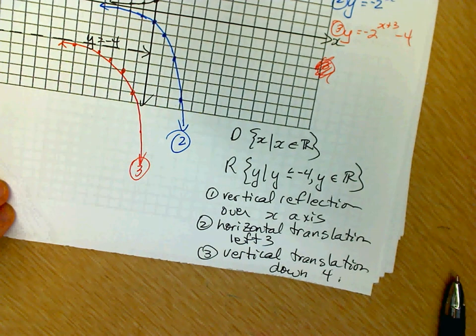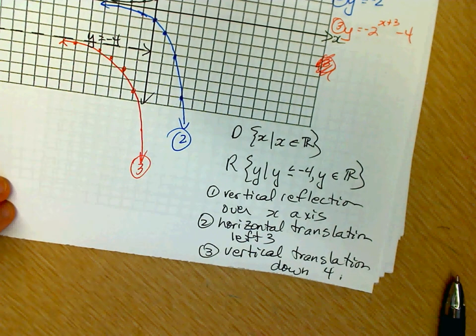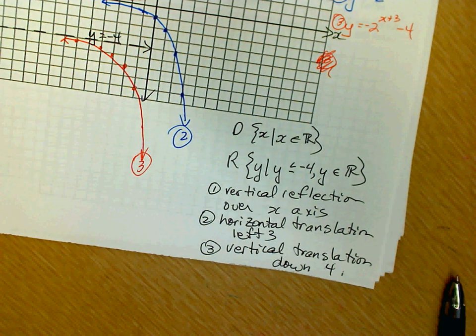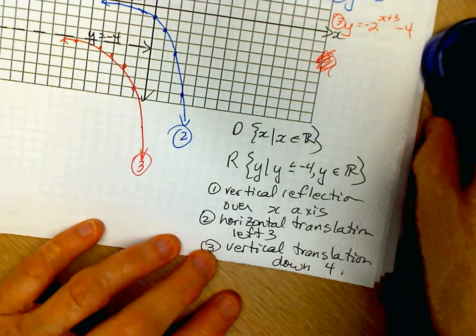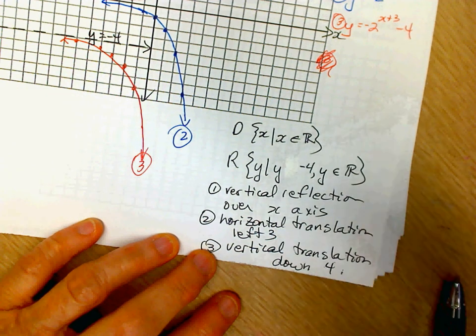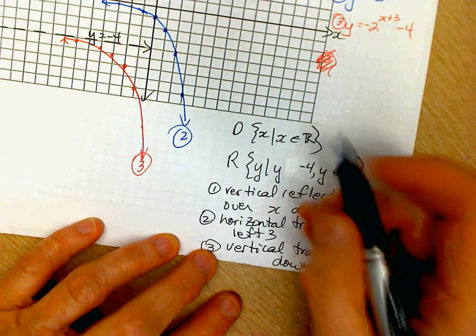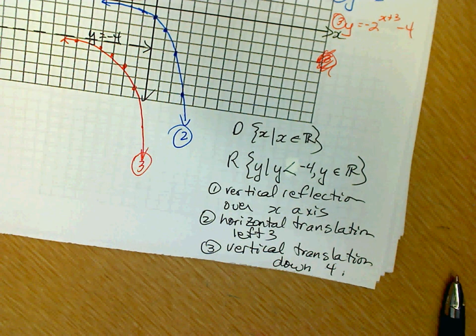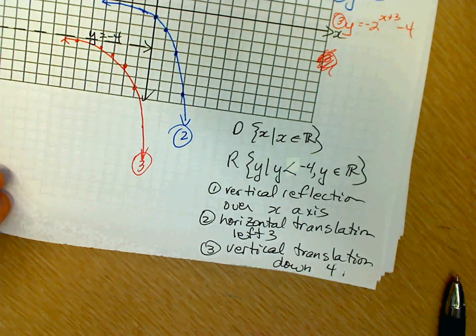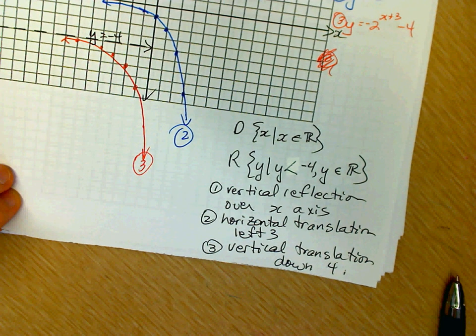Are we good at this? Can I? Yes. Sorry? Oh, yes. Thank you. Y is less than negative 4. You're right. Thank you so much for pointing that out. My mistake. Thank you. Good.